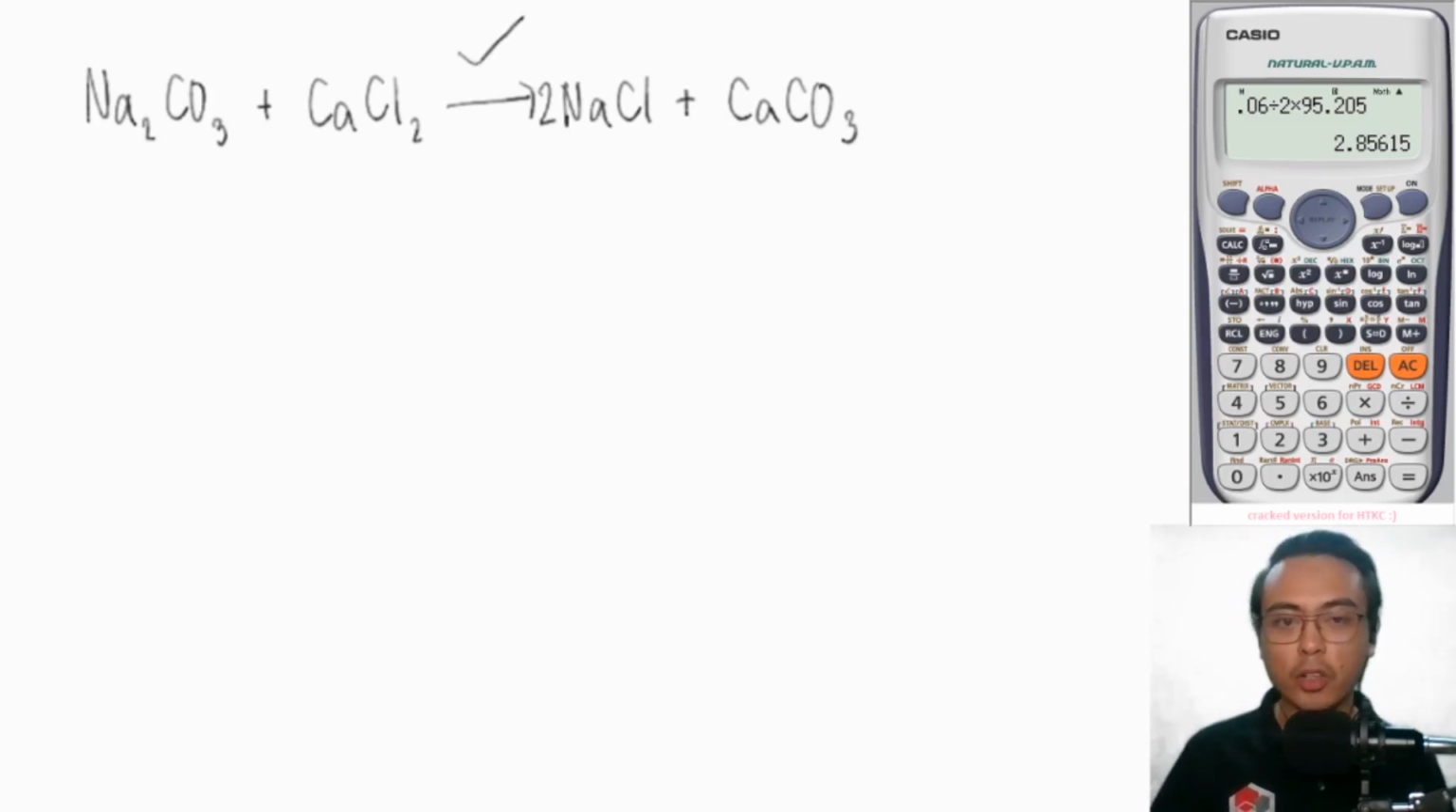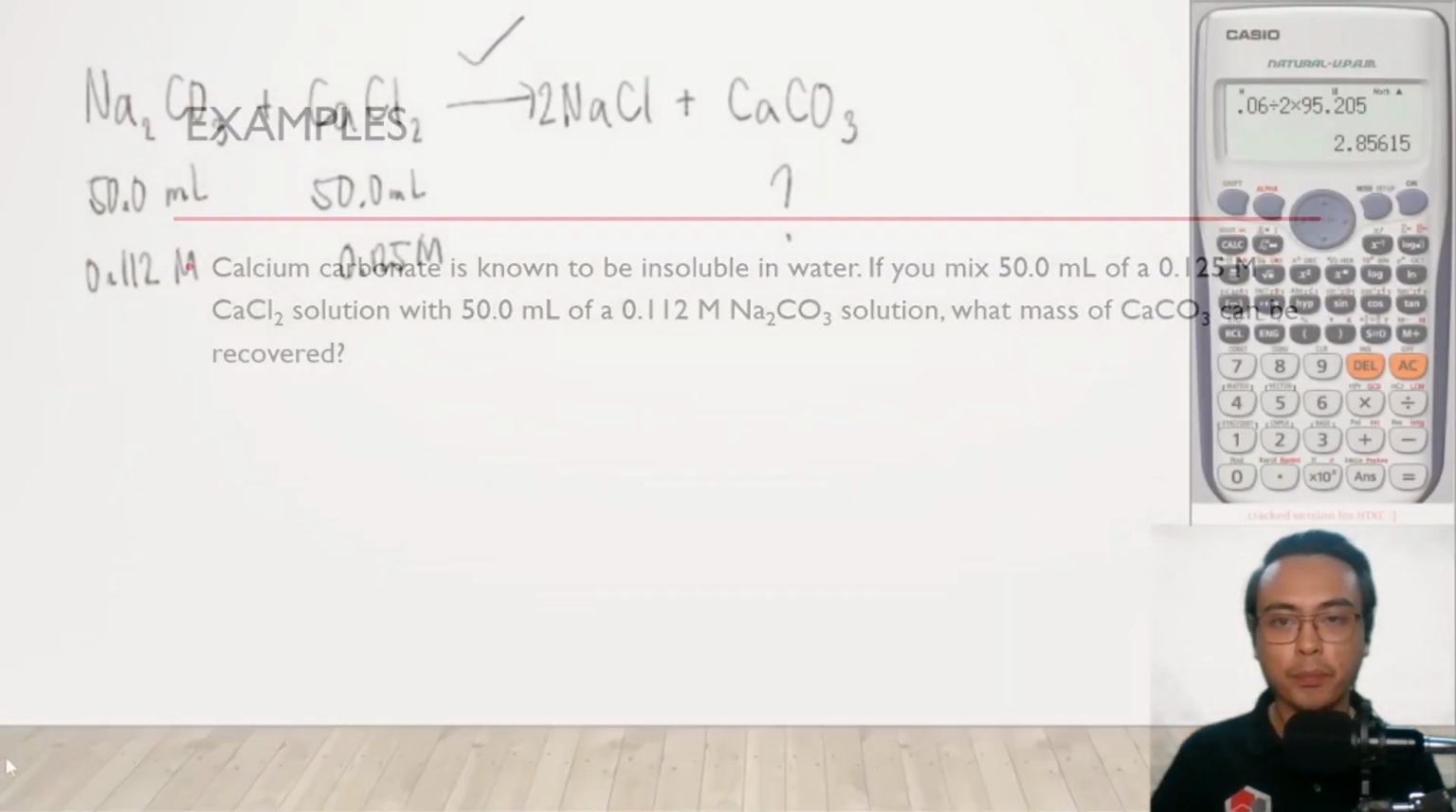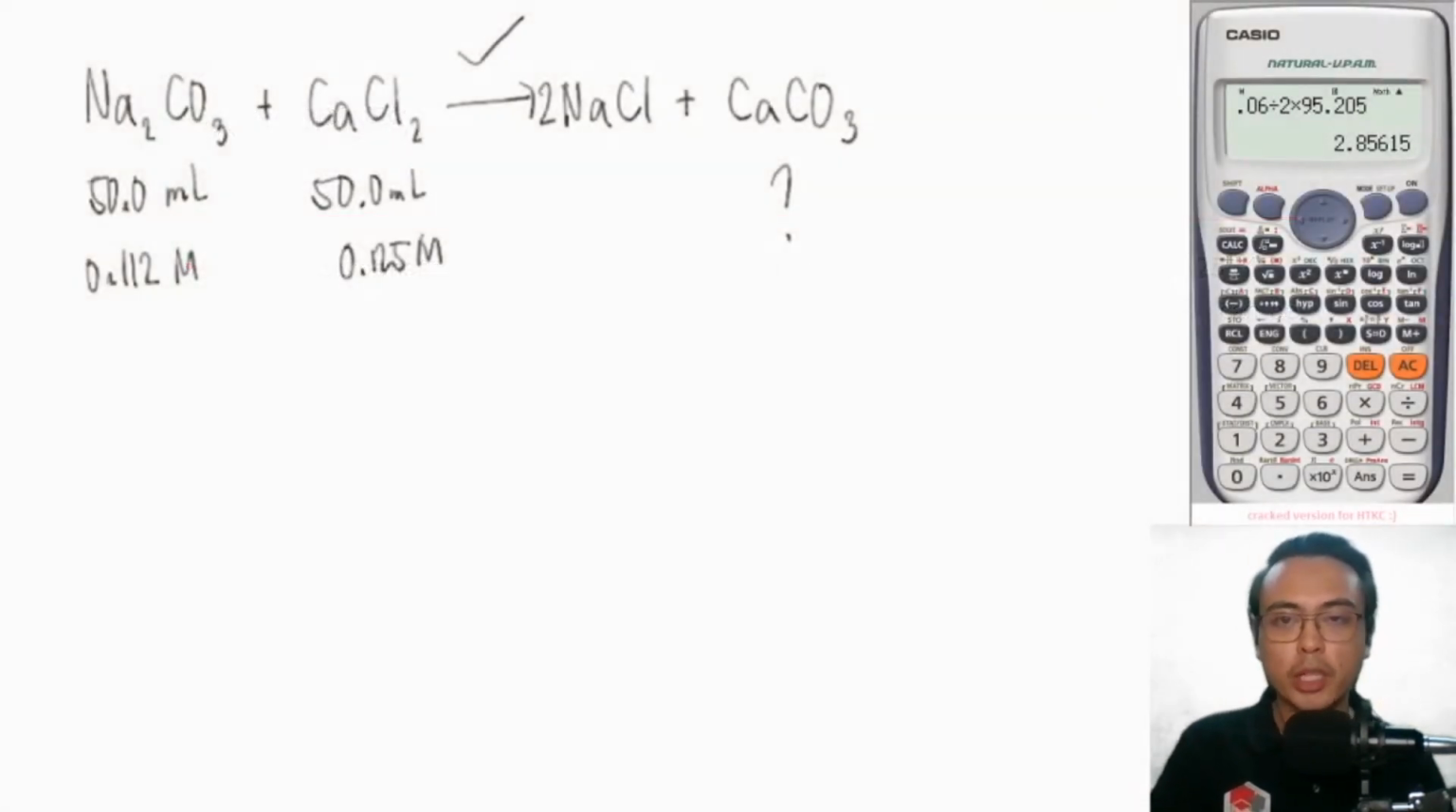Now let's take a look at the other given. You're given the volume and the concentration of both calcium chloride and sodium carbonate. So for calcium chloride, that is 50 ml of a 0.125 molar solution, while for sodium carbonate, that's still 50 ml, but the concentration is now 0.112 molar. And we are solving for the mass of calcium carbonate. Okay, so our given is now complete.